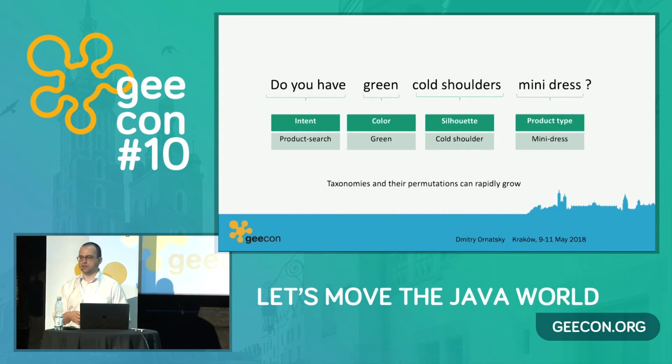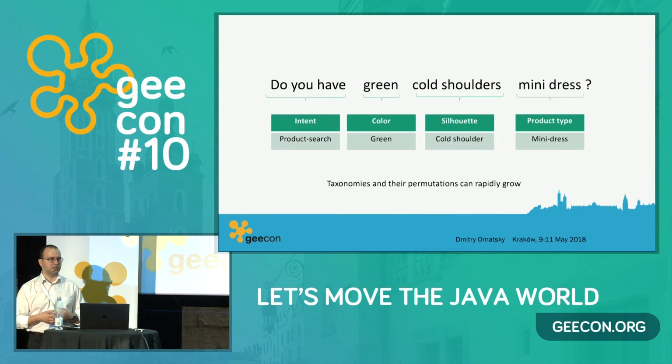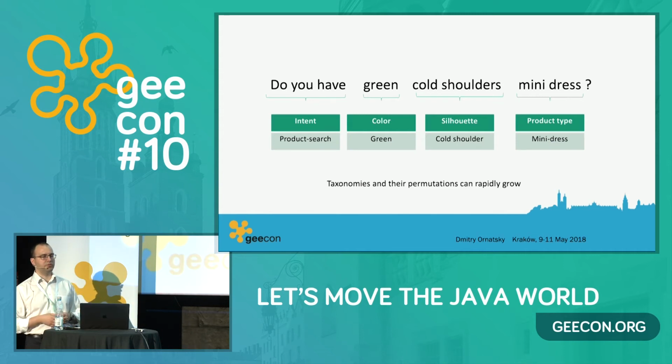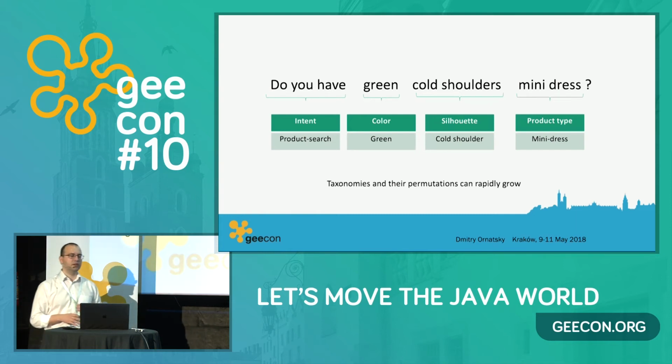Cold shoulders is a type of silhouette, and minidress is a product type. And two, you have to allow some tolerance in how people formulate their requests, right? So they will be making typos. English may not be their first language. There are all kinds of peculiarities you have to deal with.